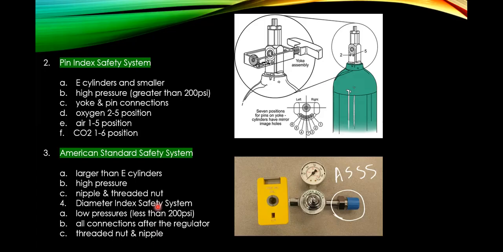So let's review. Everything after the regulator is which one? Everything after the regulator. DISS. The one that deals with the pins is called the PISS, for the pissant tanks. All of the E cylinders and small. Okay? E cylinder and small. What about the threaded nut and nipple? ASSS, right? That's the ASSS. All right. And then finally, for me to just look, if I'm looking at them, just looking at a bunch of them, color code, right? Color code. All right.